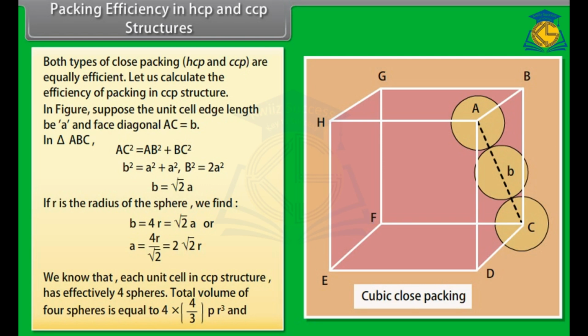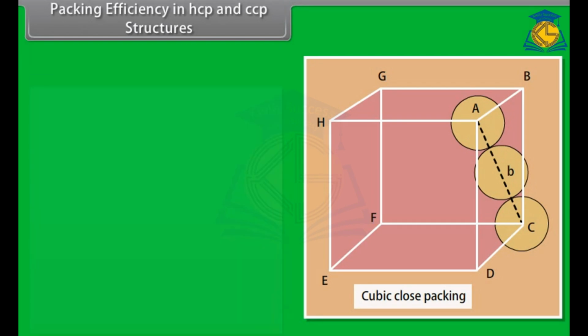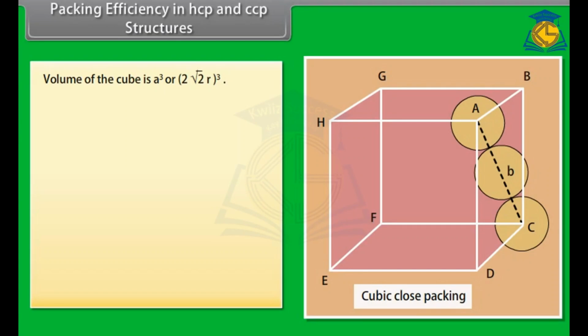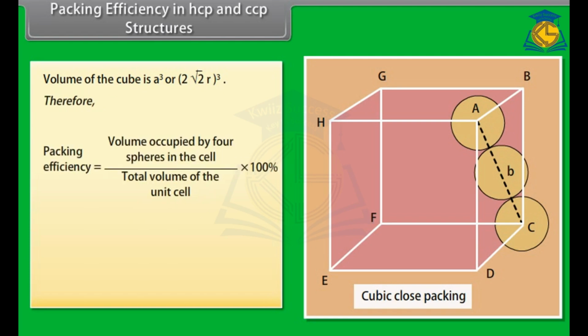Total volume of the 4 spheres is equal to 4 into 4 upon 3 pi r cube, and volume of the cube is a cube, or 2 square root 2 r cube. Therefore, packing efficiency is equal to volume occupied by 4 spheres in the cell into 100 upon total volume of the unit cell %, which is equal to 4 into 4 upon 3 pi r cube into 100 upon 2 square root 2 r cube, which is equal to 74%.